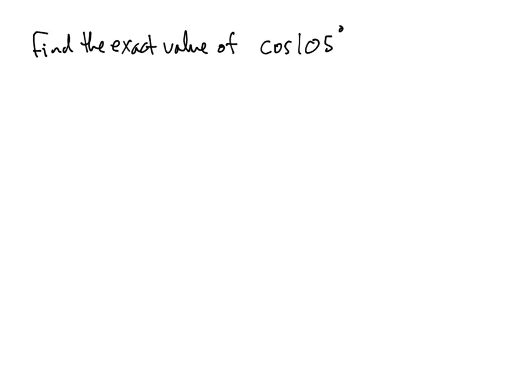The next example says to find the exact value of cosine of 105 degrees. So 105 is not on the unit circle, so we need to write this either as a sum or difference of something that is on the unit circle. We could also use a half angle here. So 105 we could write as 45 degrees plus 60 degrees. That would work. A couple other angles we could use: we could use 135 minus 30 degrees.